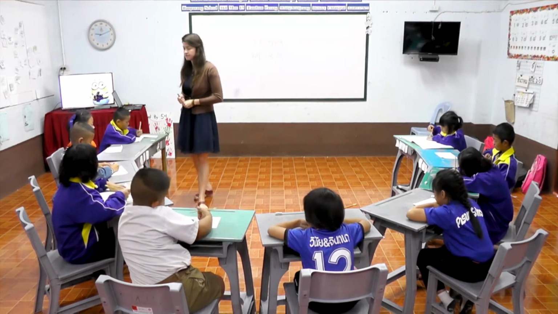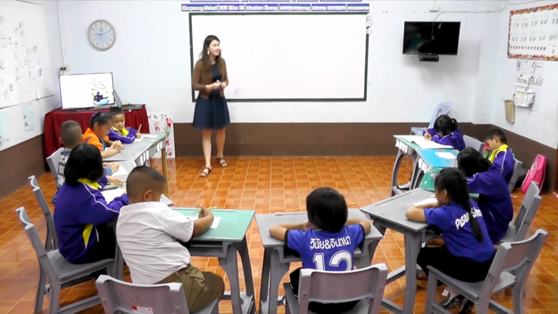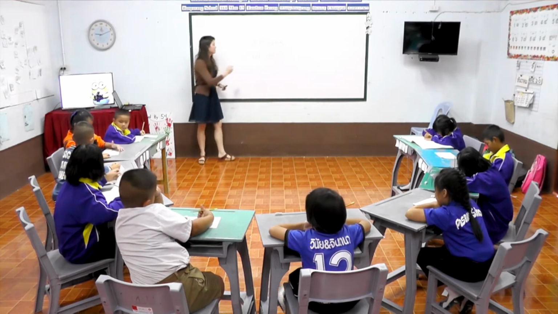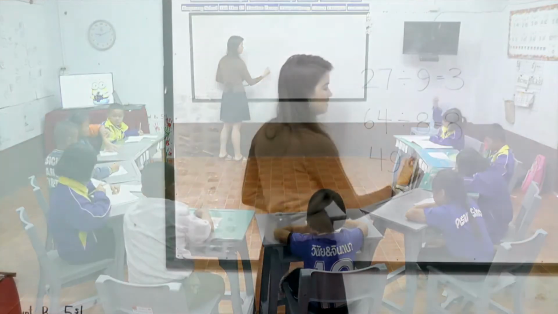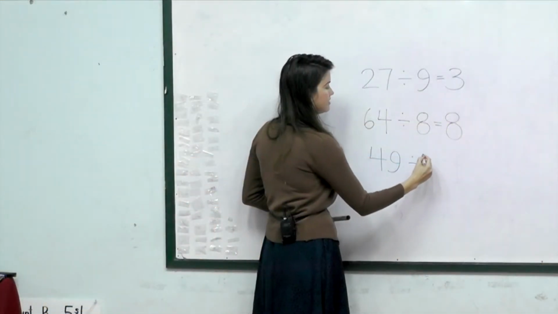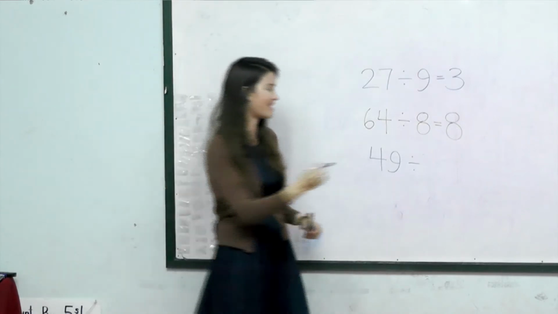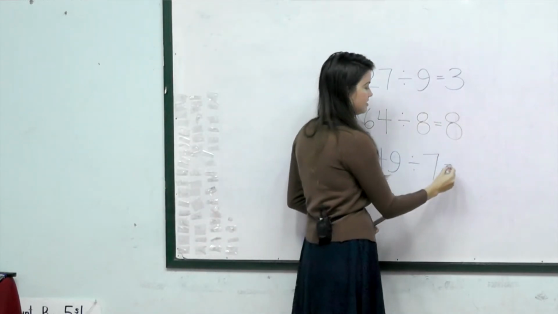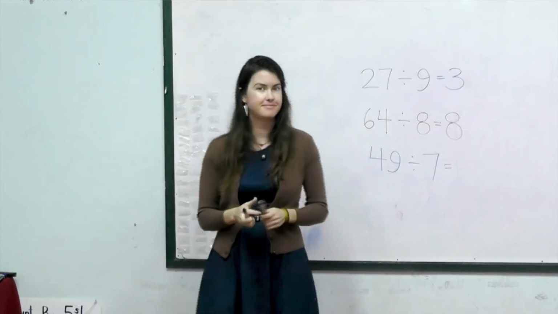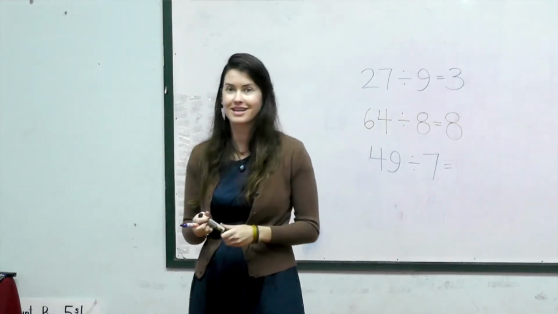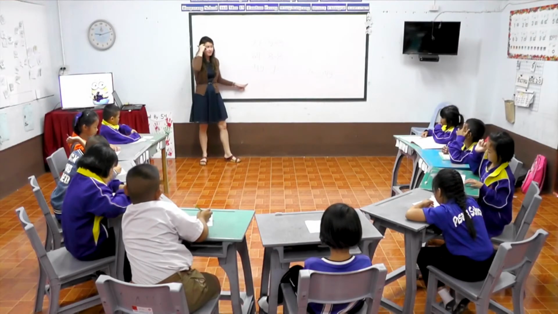49 divided by 7. Good job, friends. A lot of our friends have it. So we take our biggest number, 49, divided by, what's our other number? 7. Nope, not 10. What's 49 divided by 7? And we can't figure that out.